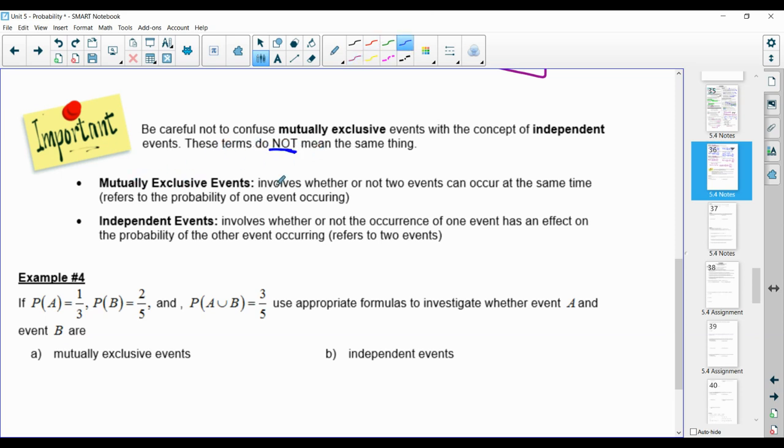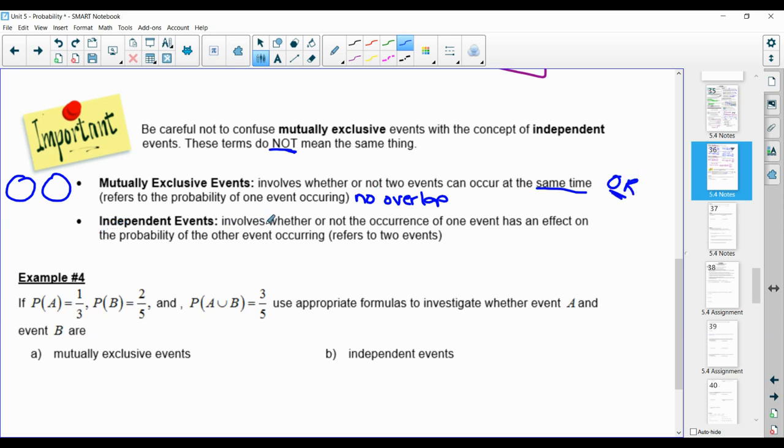And so mutually exclusive means we're looking at whether or not two events can occur at the same time. In other words, we're looking for an overlap. So for mutually exclusive events, we would be dealing with a Venn diagram and there would be no overlap. And when we're talking about mutually exclusive, we're talking about "or".